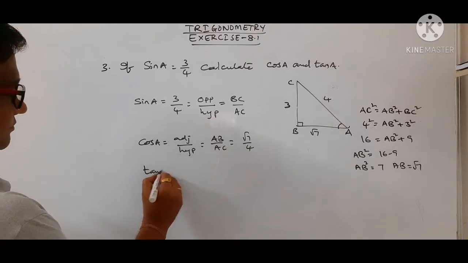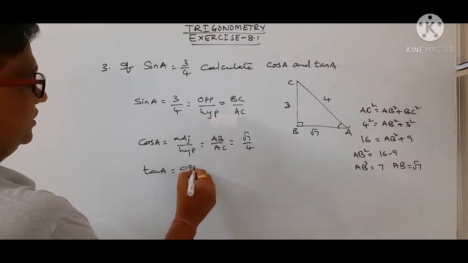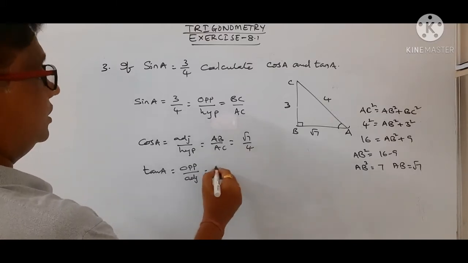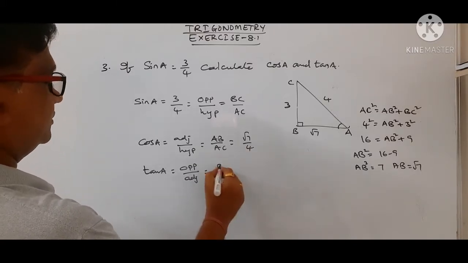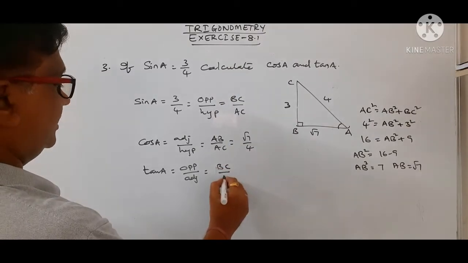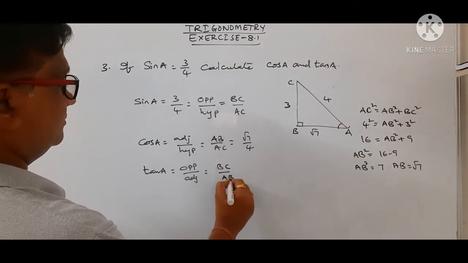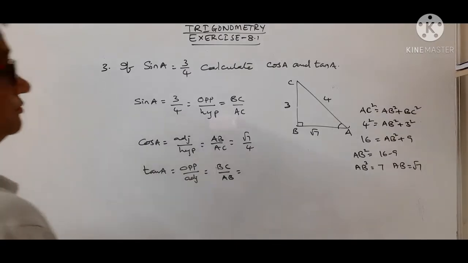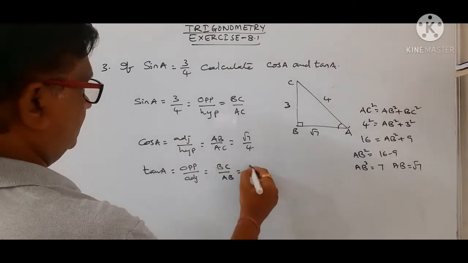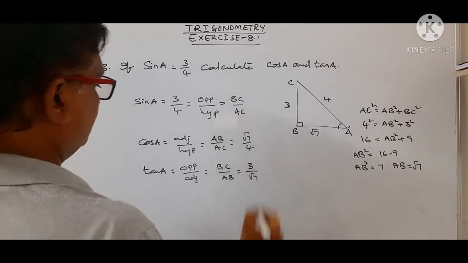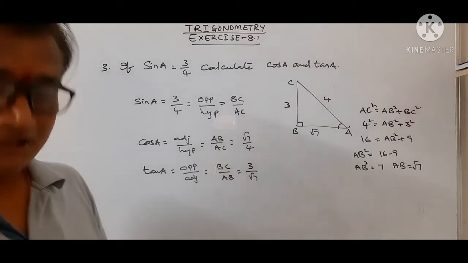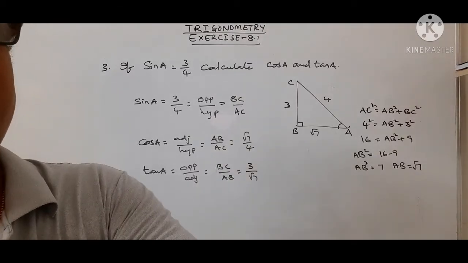Tan A. Opposite by adjacent. So AB, BC is opposite. Tan A's opposite is BC by adjacent AB. So that is 3 by root 7. This is the third question, third question of the 8.1 exercise.